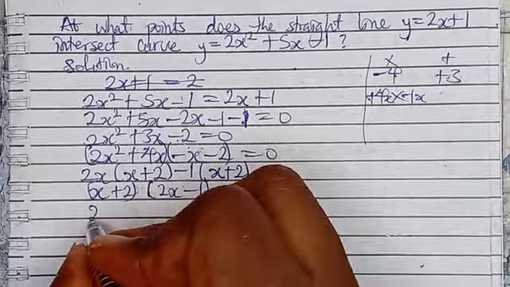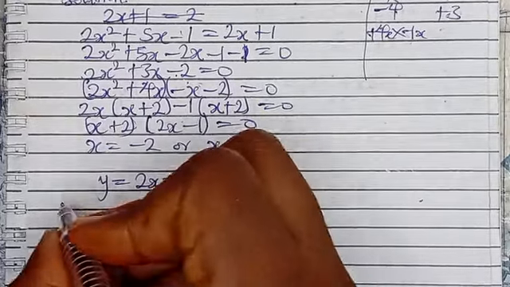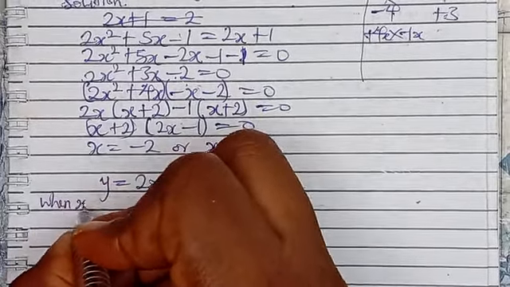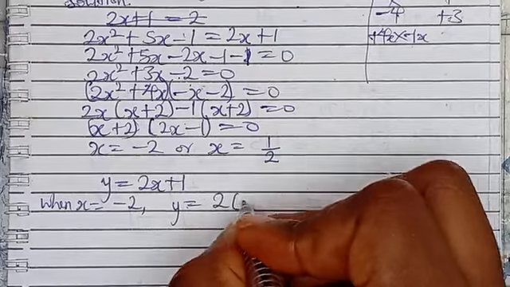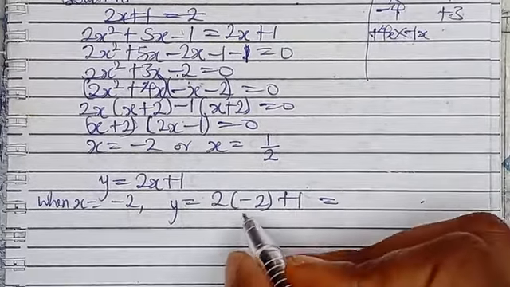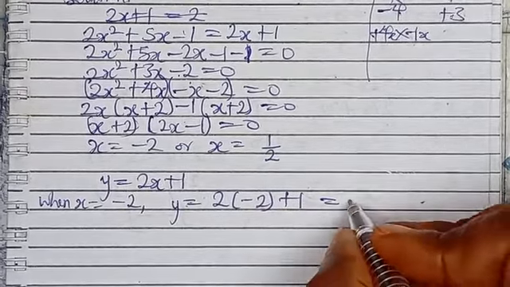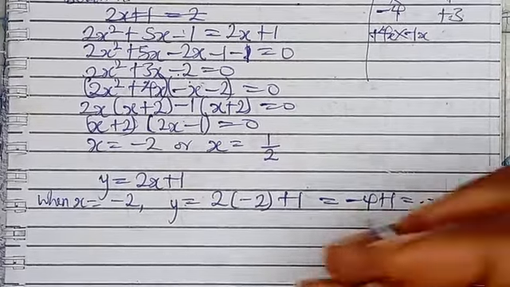The linear equation, remember, is y equals 2x plus 1. So when x equals the first value, negative 2, y is equal to 2 times negative 2 plus 1, which is 2 times minus 2 is minus 4, plus 1. Minus 4 plus 1 is minus 3.